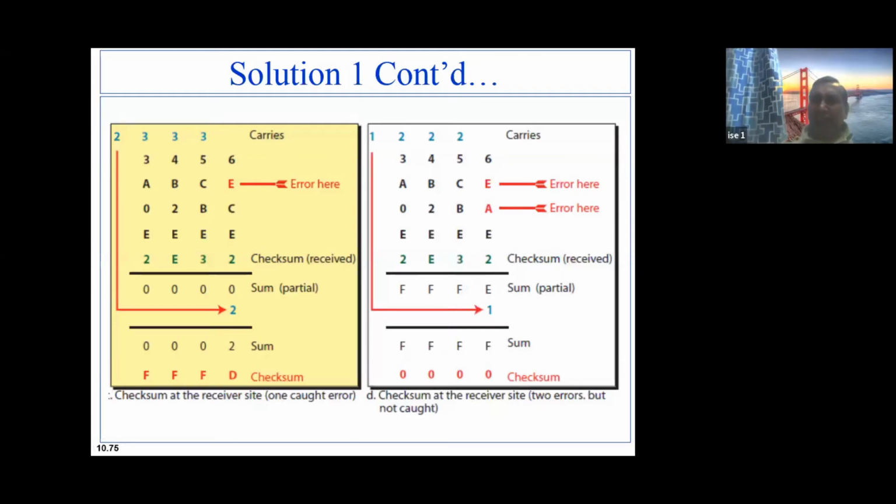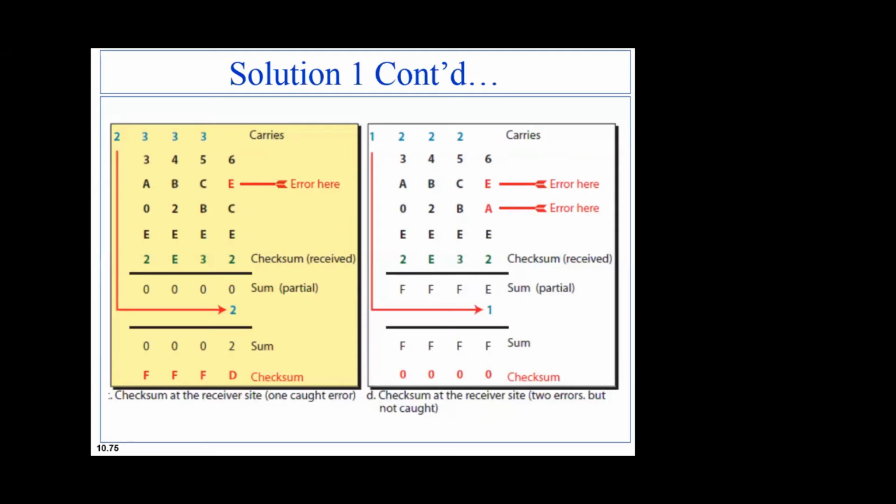Generally, an even number of errors will not be caught by the system. An odd number of errors will be easily caught by the system.